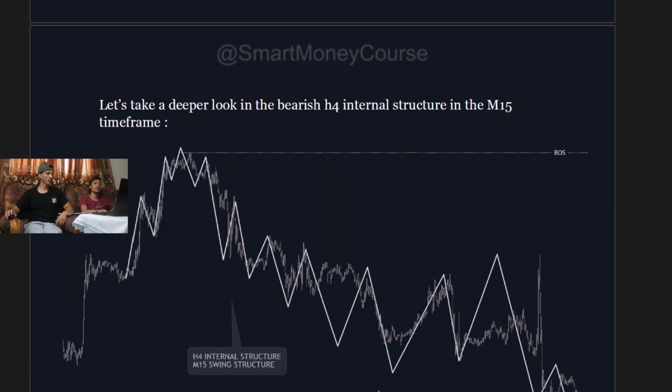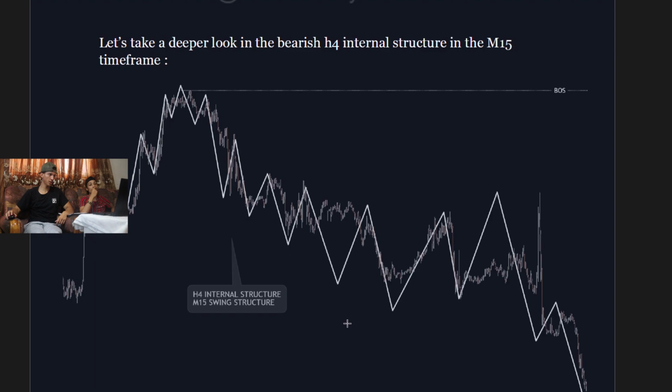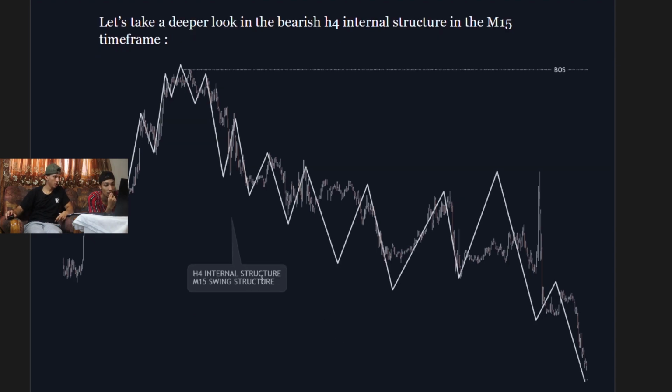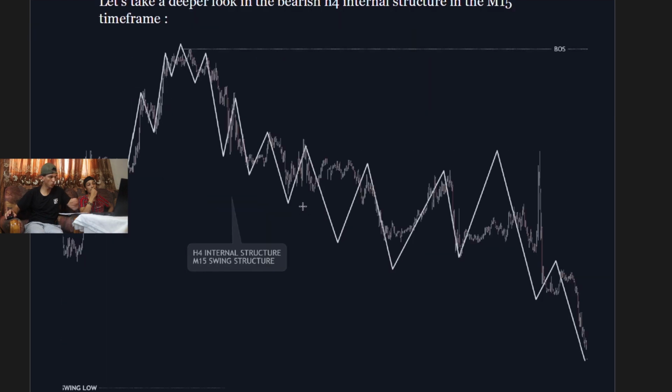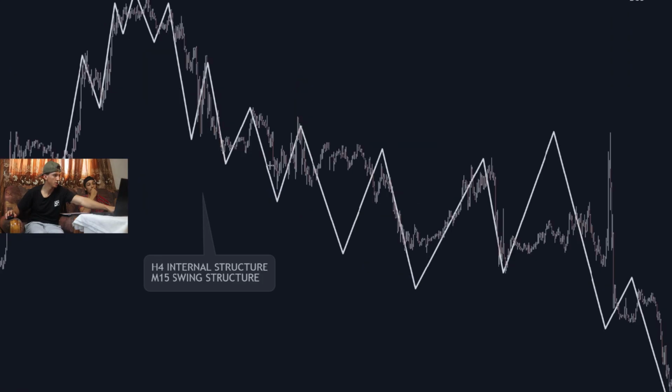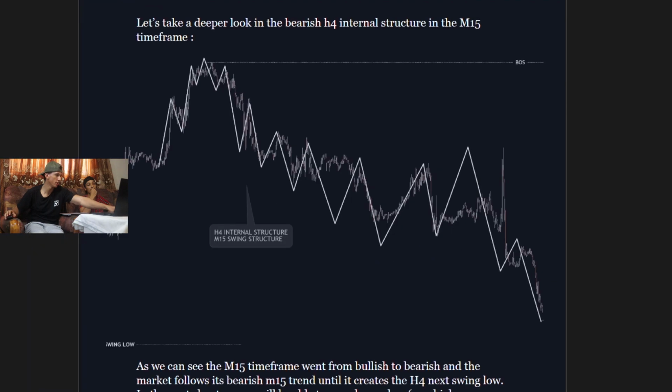So here we go. Let's take a deeper look into a bearish 4 hour internal structure in the 50-minute time frame. Okay. So this is a bearish example of the internal structure and the swing structure. The 4 hour internal structure and the 50-minute swing structure basically. So there we go. The normal line is just showing the line instead of a trend, like a dotted line. So this is just the line, and then this is your actual chart. Let's zoom in a little bit. This here is your actual chart, how it will look on TradingView.